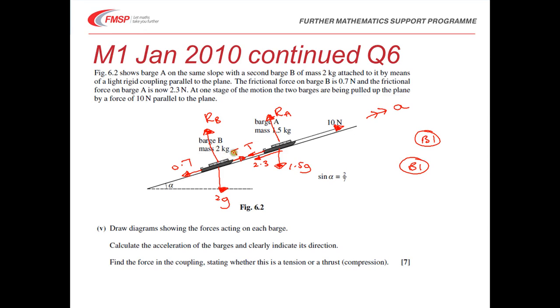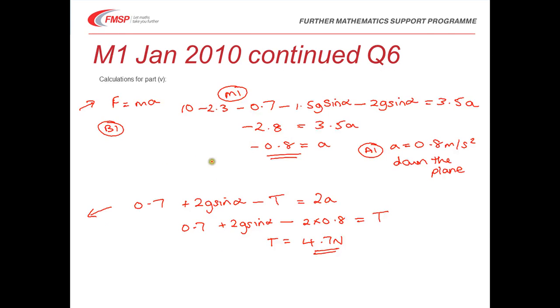If the T had worked out to be negative, that means it's acting down the plane, so it's pushing on barge B, so that would have been a thrust. But in this case, it is a tension of 4.7 newtons. So for the final part, we got a method mark for resolving for one of the objects, and we get an accuracy mark for correctly writing the answer.